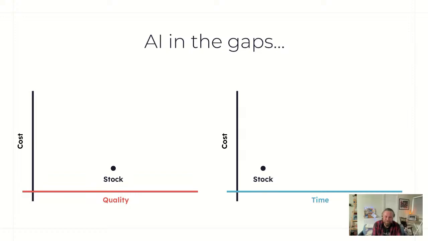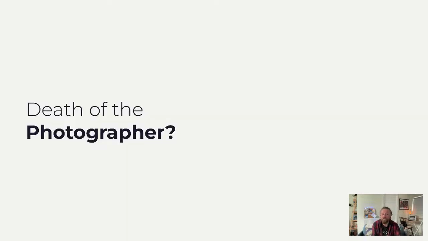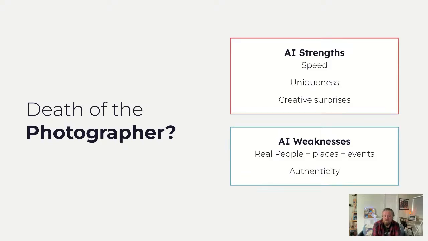Well, tricky. Let's try and wrap it up best we can with no sound. AI has the potential to be better quality at lower cost, and faster with lower cost as well. And it is likely to only get better in terms of quality and to get quicker in time. So is this the death of the photographer? AI's strengths are its speed and its uniqueness.